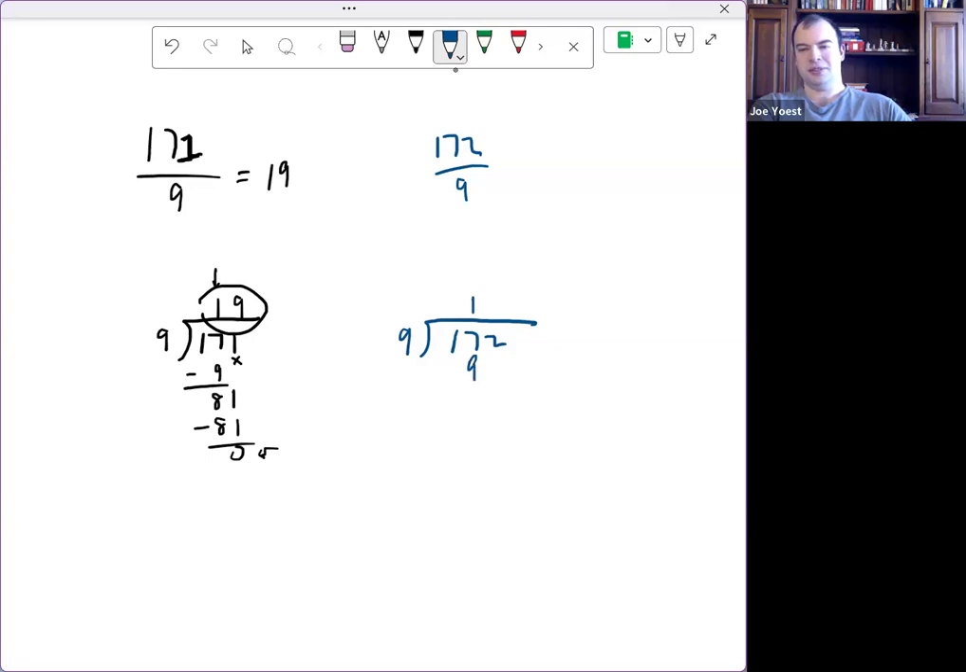1 times 9 is 9 tens. 17 tens minus 9 tens is 8 tens. And then bring down the 2. 8 tens plus 2 ones is 82. Does 9 go into 82? Yes, it does. It goes 9 times.